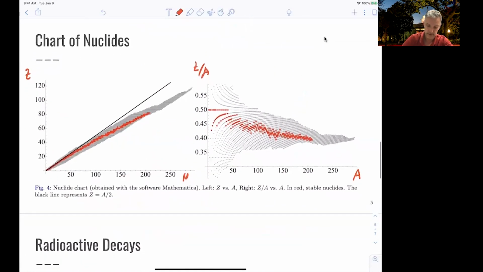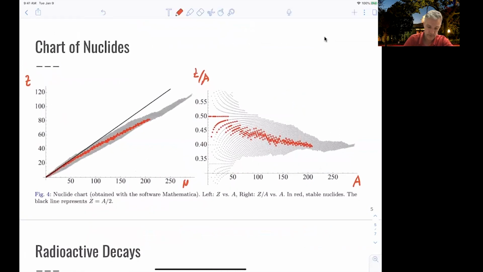Here's another representation of the very same thing. You see a nuclear chart again, and here what's plotted in red are the stable nuclei. So we will see that nuclei can decay, and we'll understand why they decay and in what form they decay. That's the core part of this chapter: understanding how nuclei can decay and what we can learn about them by studying their decays.